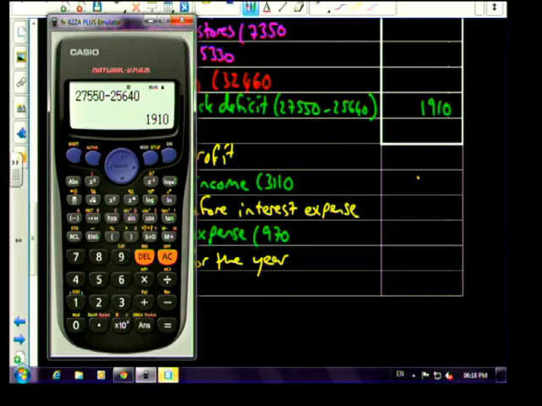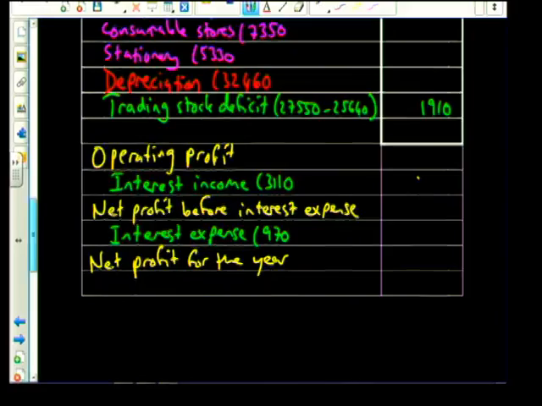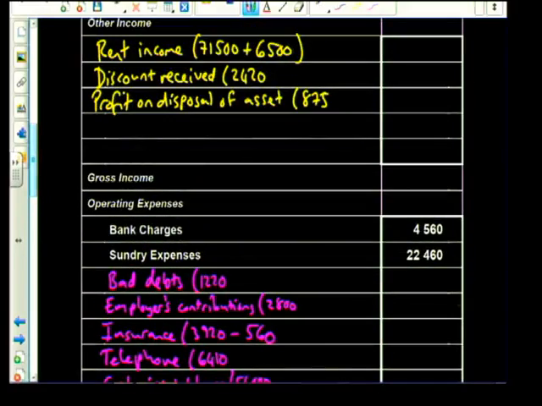Please just go over what would have happened if it was a surplus. In other words, if the amount that we've counted was more than the amount in the books, then we would have had a trading stock surplus somewhere up here in our other income. So just make sure you know how to do that in preparation for exams.